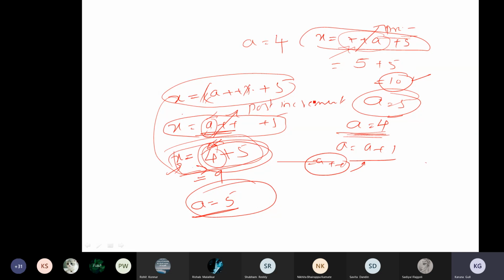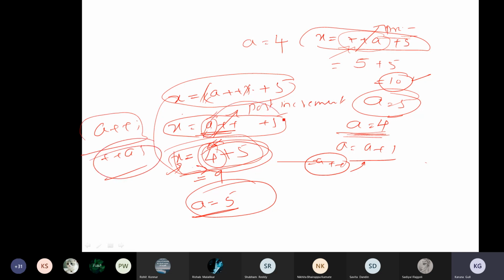What do you mean by pre-increment? If it is used normally, we don't find any use. It is normal, a plus b. a is equal to a plus 1 only. But if you use it inside the expression, then only we'll understand the actual meaning of pre-increment, pre-decrement, post-increment or post-decrement. If it is used normally like a plus plus or plus plus a, it doesn't matter. Both are the same only.